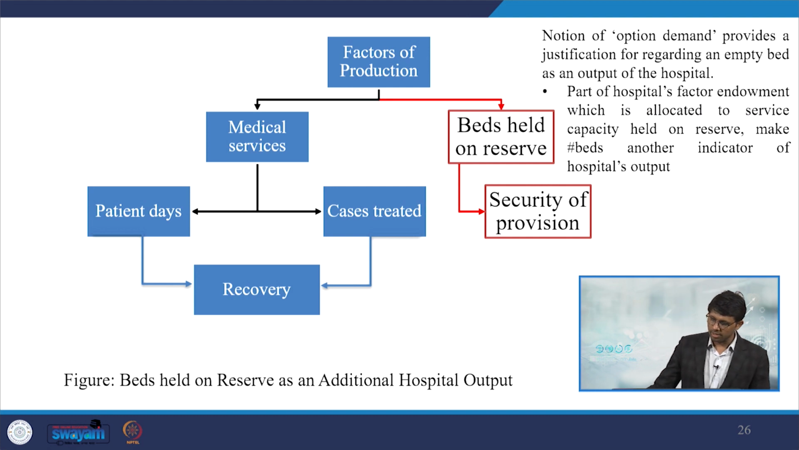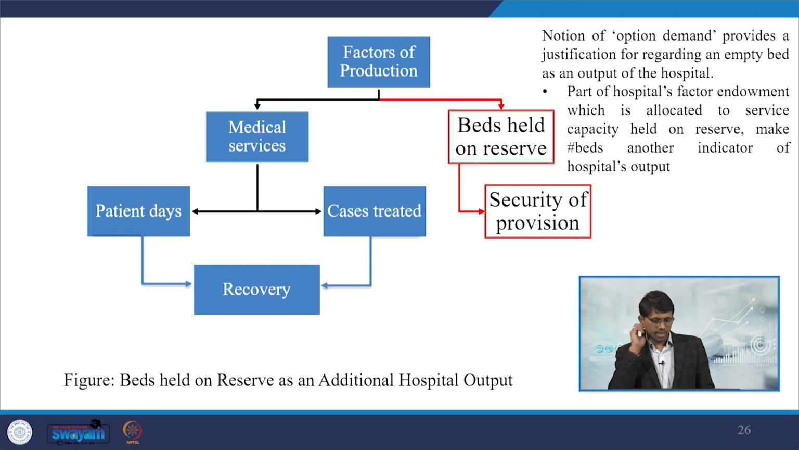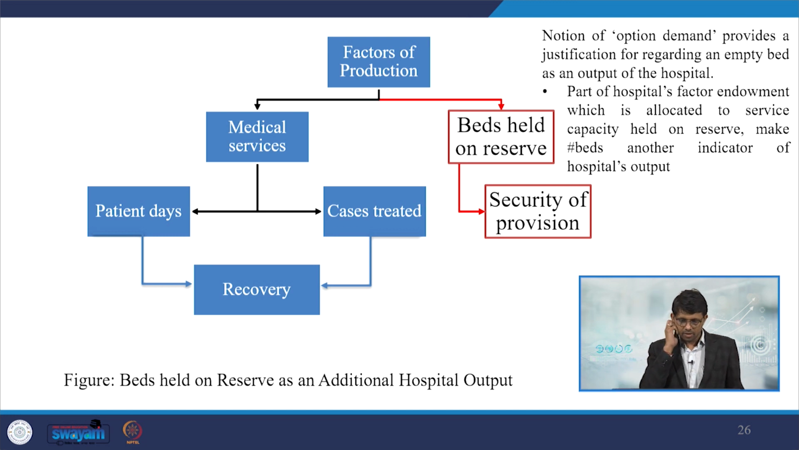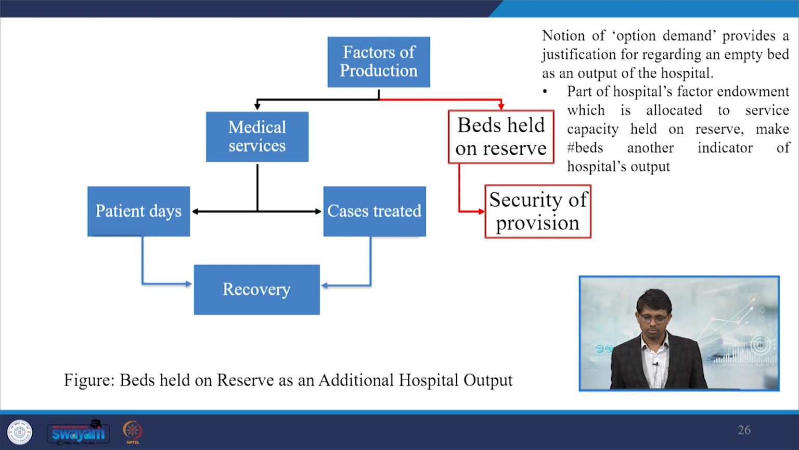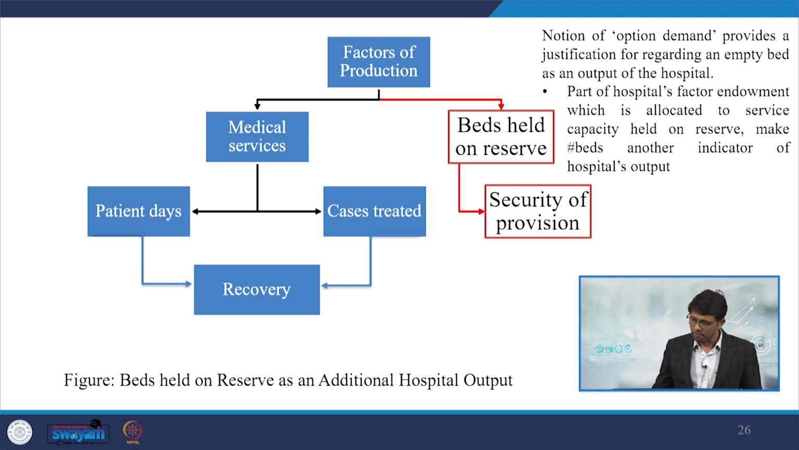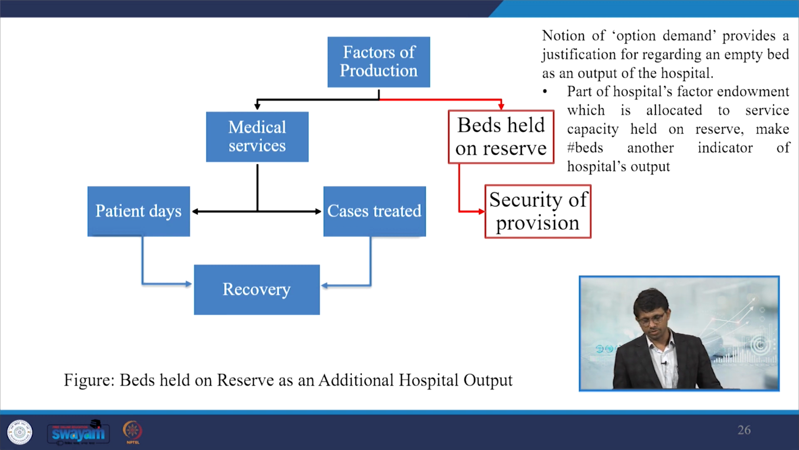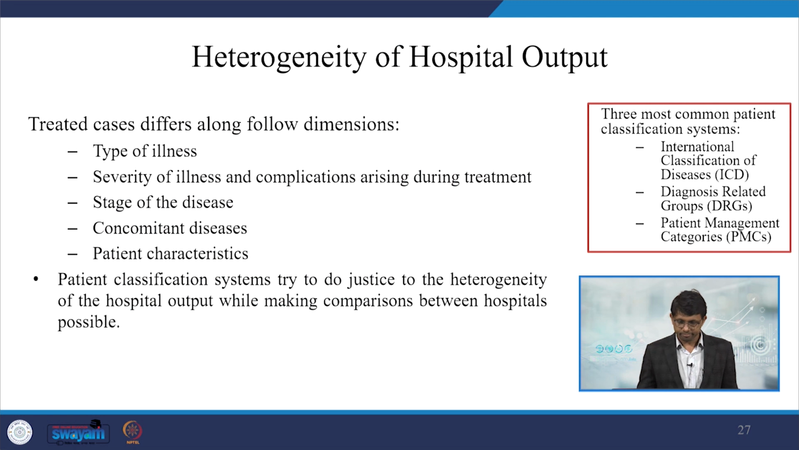Sometimes we say beds held on reserve, and now even the concept which we already started discussing, called option demand: we reserve some of the beds for emergency care. Part of the hospital's factor endowment is allocated to service capacity held on reserve, which makes the number of beds another indicator of hospital output, showing how it is available for patients in an emergency or at the time of some other contingencies.